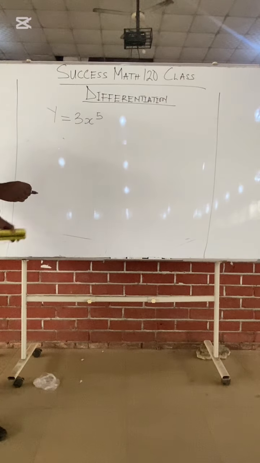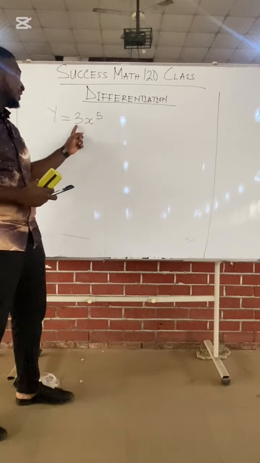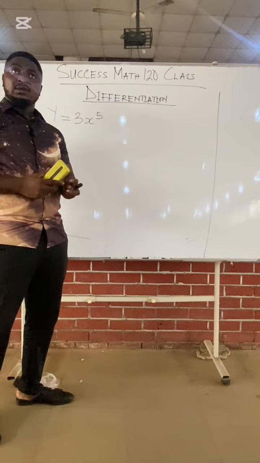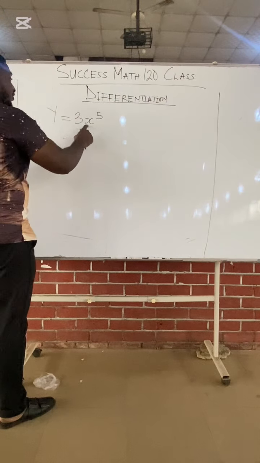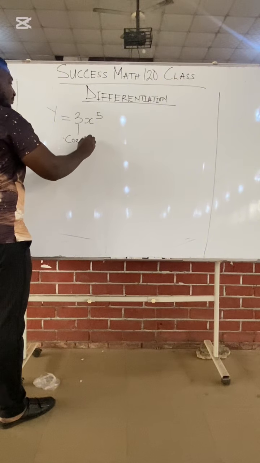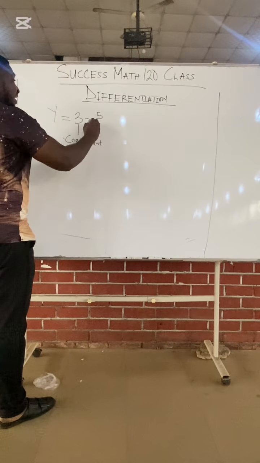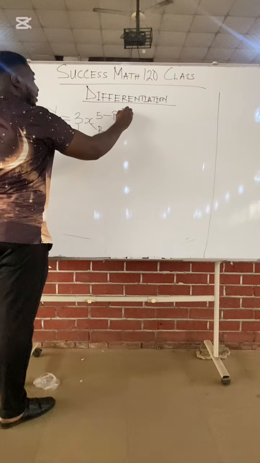That's simple differentiation. That means when you have an expression that has a coefficient, a base, and a power, this is the first thing you should know how to do when you want to differentiate. Class, if you have 3x raised to power 5, 3 is called the coefficient, x is called the base, 5 is called the power.